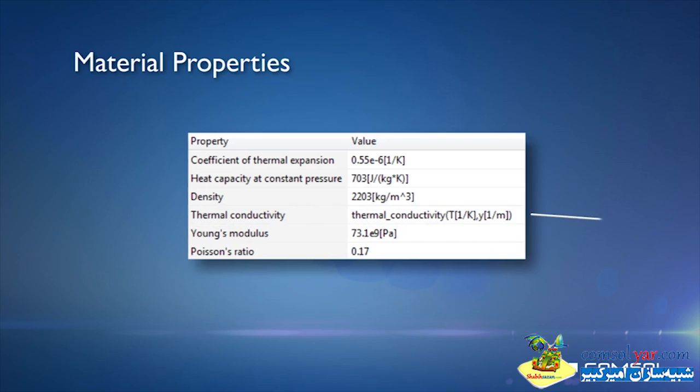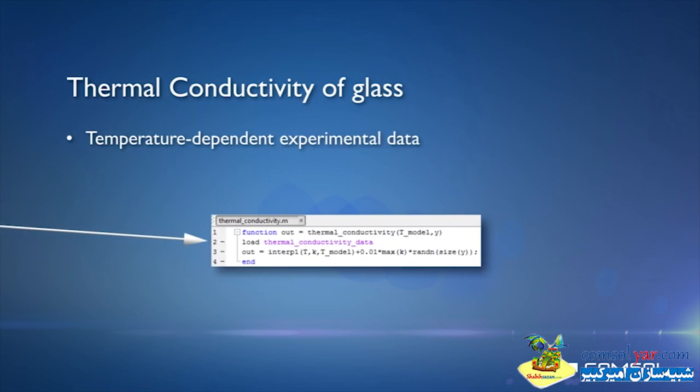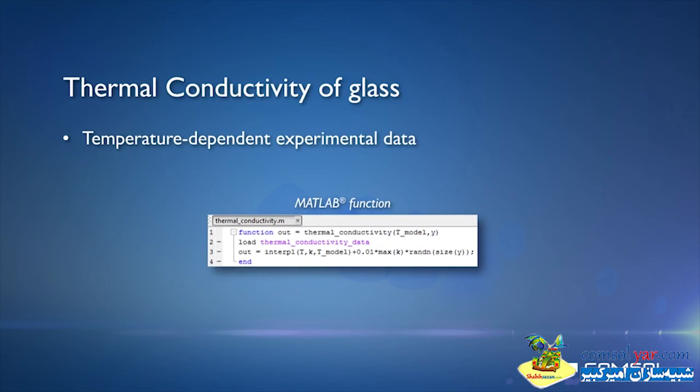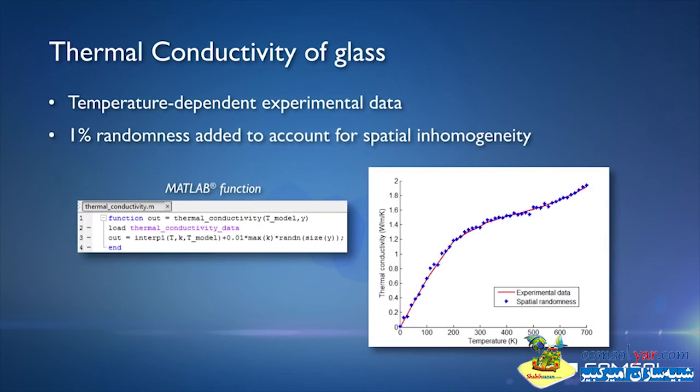A MATLAB function is created that reads in temperature-dependent thermal conductivity data and interpolates to provide the conductivity value as a function of temperature at any point within the glass layer. The effect of spatial inhomogeneity in the material property is incorporated by adding a random component to the conductivity which varies as a function of the y-coordinate of the glass layer.